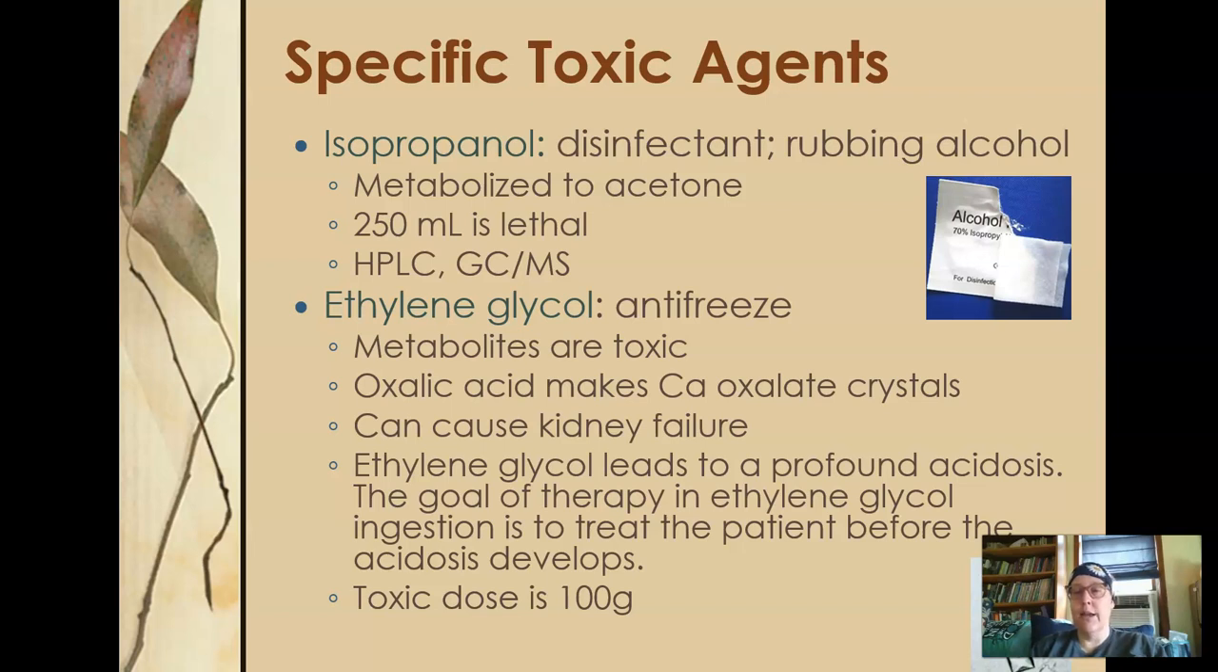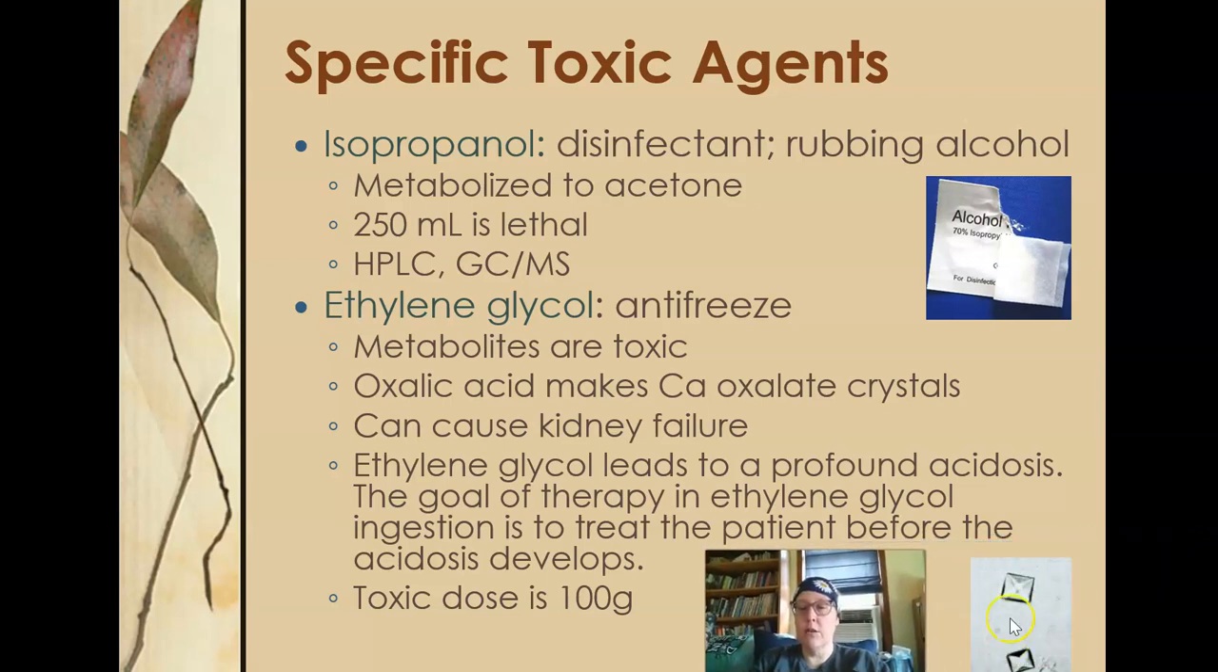Ethylene glycol is an antifreeze. The metabolites are toxic. Oxalic acid, which is one of the metabolites, will make calcium oxalate crystals, which can accumulate in the kidneys quite quickly and cause kidney failure. Here are your calcium oxalate crystals right there. The ethylene glycol can lead to a profound acidosis. The goal in therapy for ethylene glycol is to treat the patient before the acidosis develops. A toxic dose is only 100 grams, which is not much.